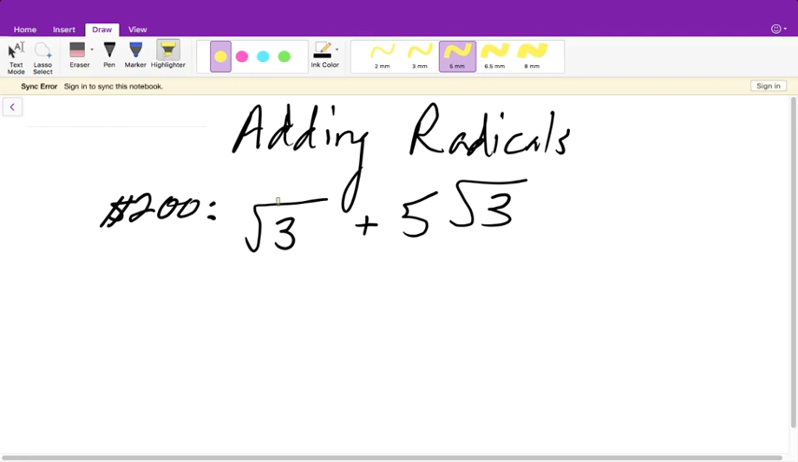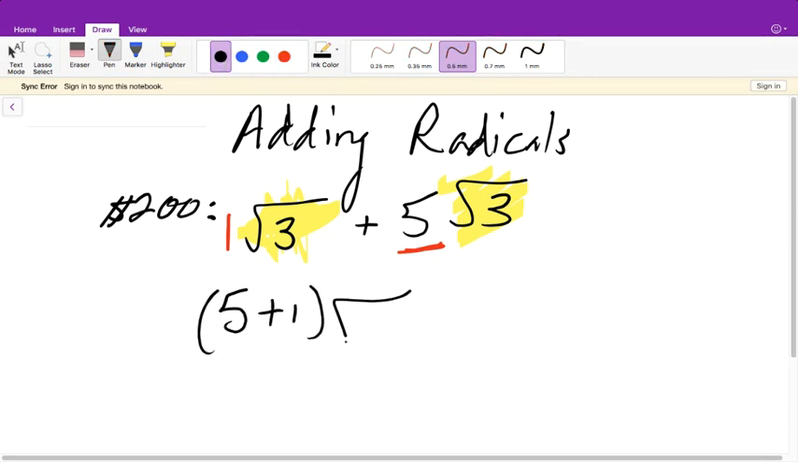So for this one, adding radicals, we just see that our two radicals are exactly the same. And since they're identical, we can go ahead and add the numbers out front. So we have this 5, and it's understood that we have a 1 here because we have one of these square root 3's. So 5 plus 1 times the square root of 3, so it is 6 times the square root of 3. All right, that is it.